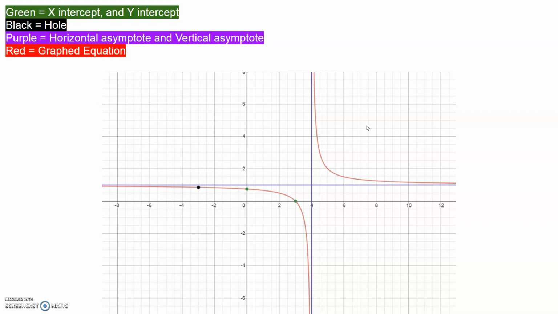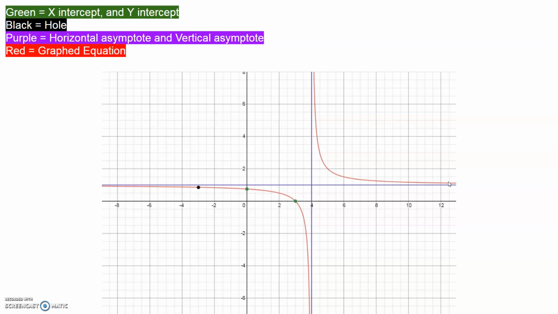The end behavior for this graph is when y goes to infinity, x gets closer and closer to 4 but never reaches it, and when y goes to negative infinity, it gets closer and closer to x equals 4 but never reaches it. And then when x goes to negative infinity, y gets closer and closer to 1 but never reaches it, and when x goes to positive infinity, y still gets closer and closer to 1 but never reaches it.